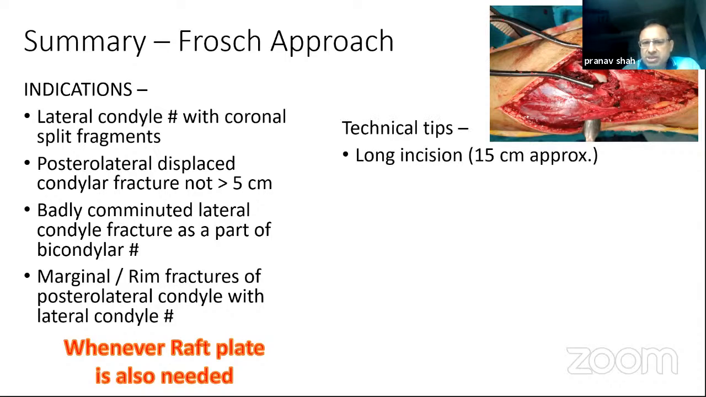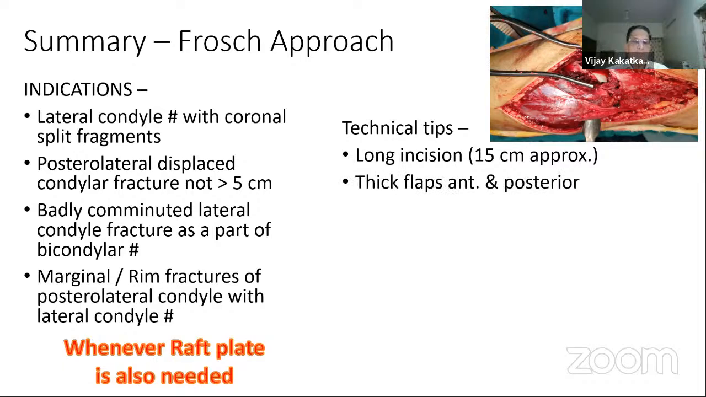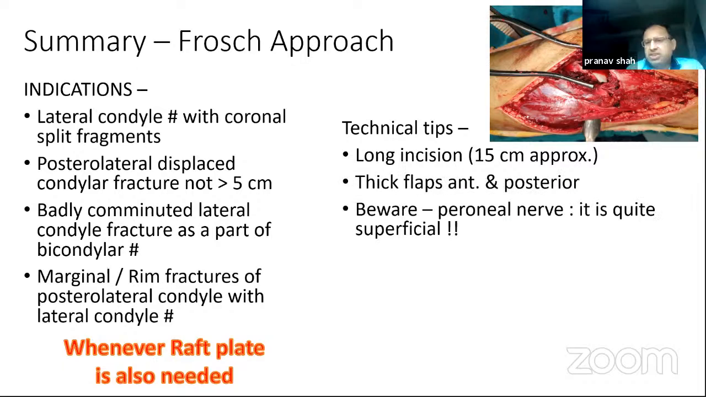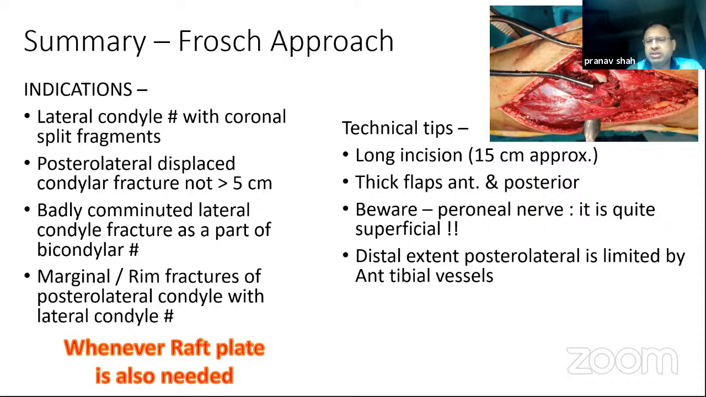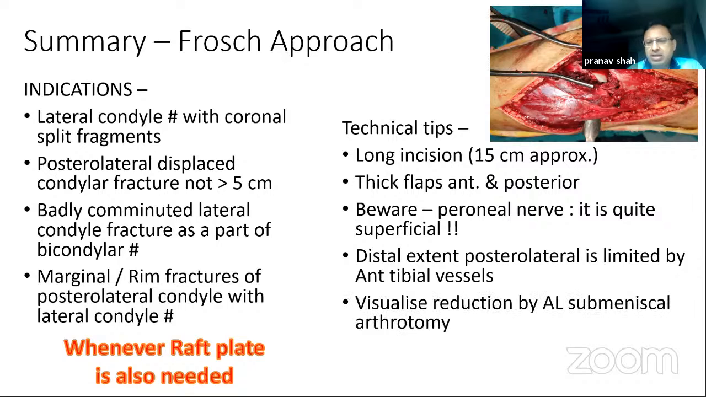The technical tips: a long incision is recommended so that you don't put a lot of strain or stretch on the retraction. Make thick flaps, anterior and posterior. The superficial peroneal nerve is quite superficial, so you should be gentle in making your incision. The distal extent is limited by the anterior tibial vessels. Watch out for them, don't damage them.